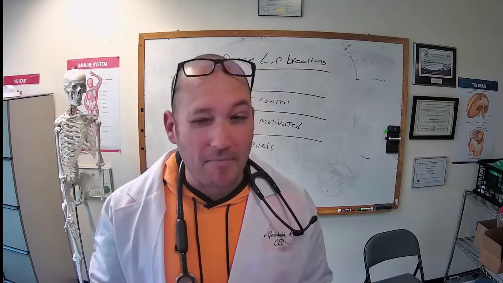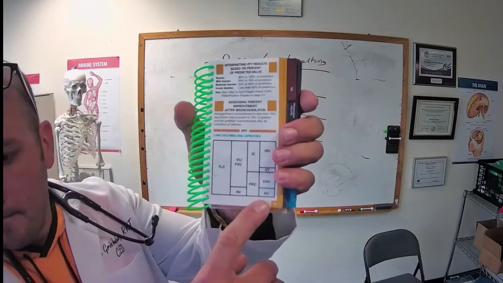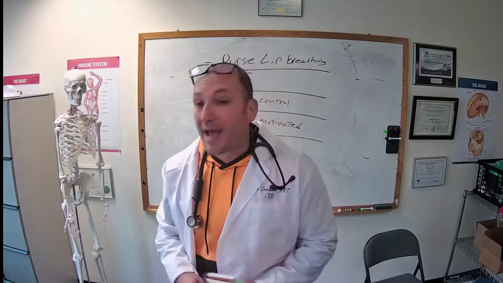The only thing we can't measure with an incentive spirometer is the actual RV, residual volume. When you exhale, your lungs don't actually collapse all the way because there's going to be residual volume. If that wasn't happening, then your lungs would start sticking together, because you always want to have some air in there. So residual volume, we measure with nitrogen washout when you go through a pulmonary function test.